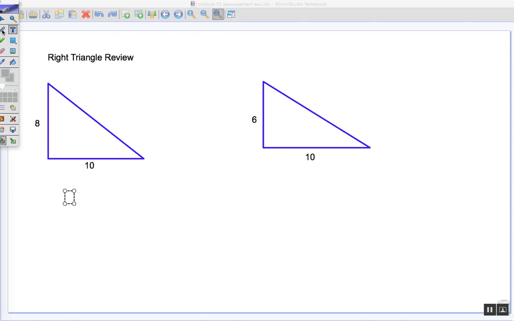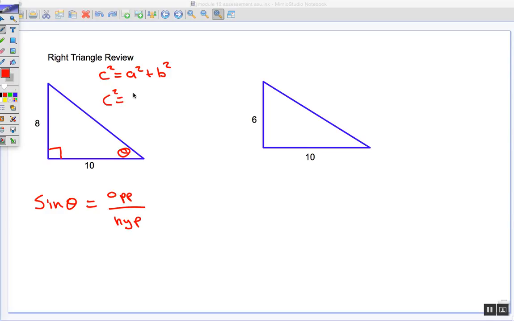So remember, sine of theta, let's call this theta, sine of theta is equal to the ratio of a right triangle's opposite side to its hypotenuse. So we have the opposite side here, which is 8, but we do not have the hypotenuse. So we're going to solve for that using the Pythagorean theorem. Remember, Pythagorean theorem is c squared equals a squared plus b squared, where c is your hypotenuse, that's opposite your right angle. So c squared is equal to 8 squared plus 10 squared.